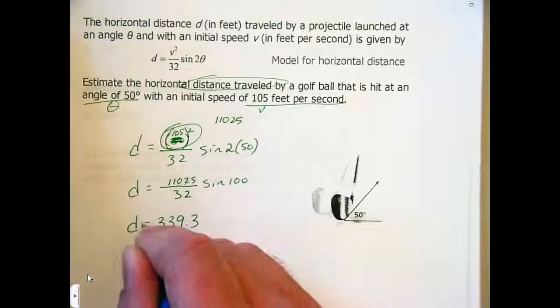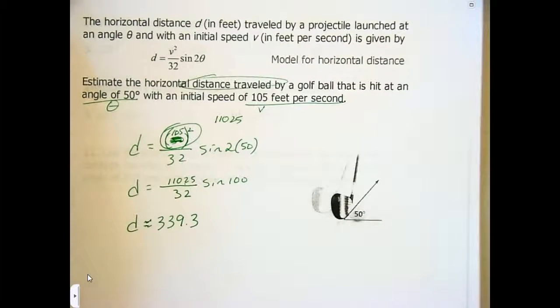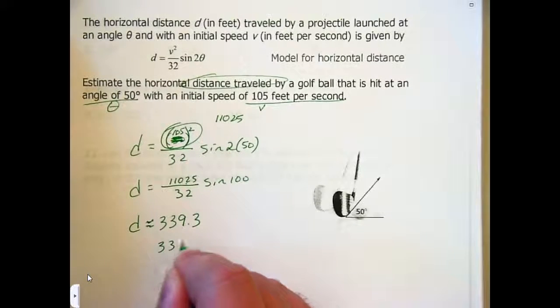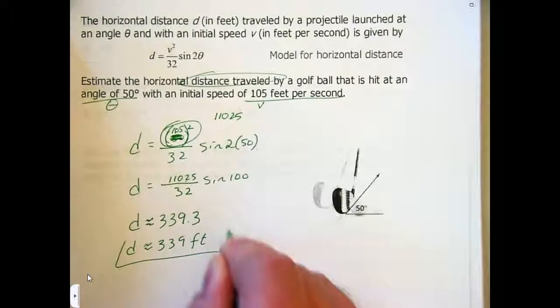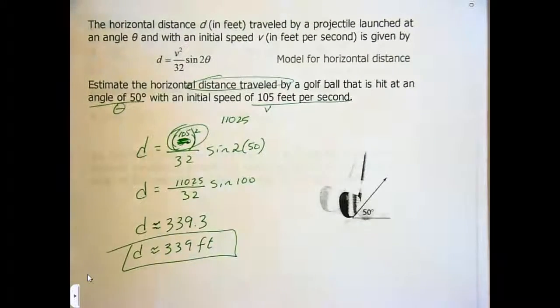339.3. That's an approximation, right? So if we round it to the nearest foot, it'd be 339 feet. Good. Just applying those formulas, right?